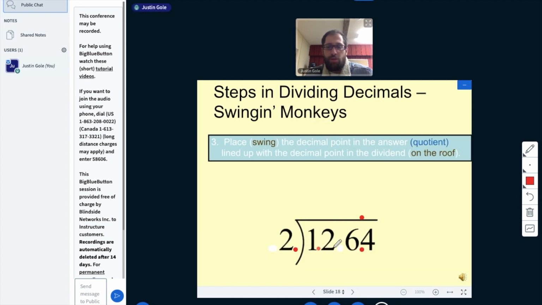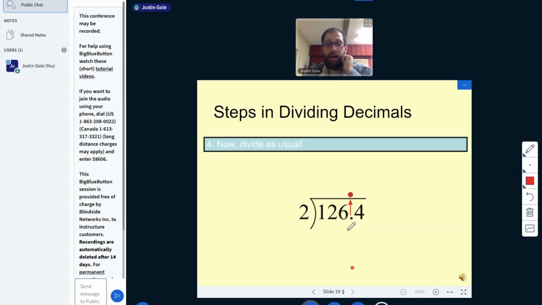So once we've swung them both, we're going to also put a decimal place on the roof, which is on fire, which is where the quotient is going to go. That lines up with the swung or new decimal. After that, we're going to divide as normal.